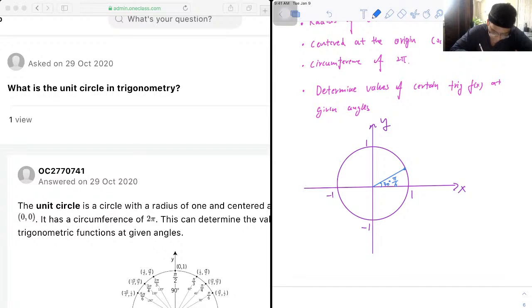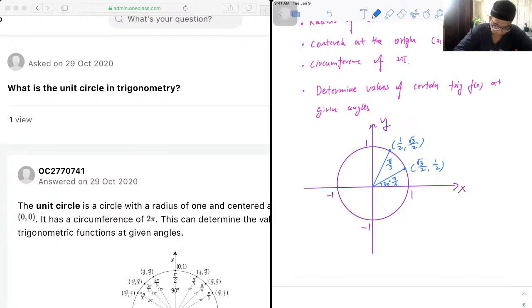And at this point, the coordinate is root 3 over 2, 1 over 2. And let's say we have 60 degrees, which is around there. So 60 degrees can also be written as pi over 3. So the coordinate of that is 1 over 2, root 3 over 2.